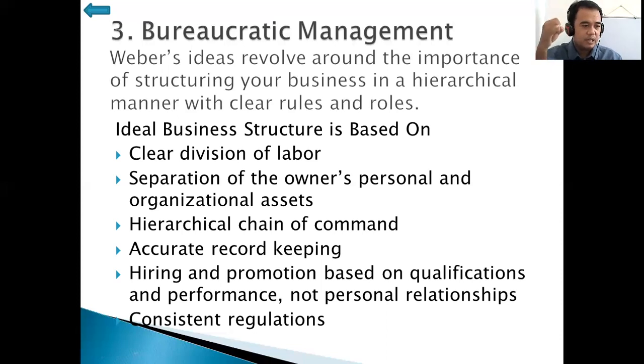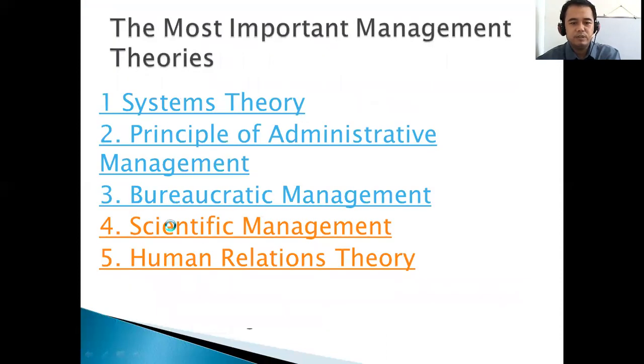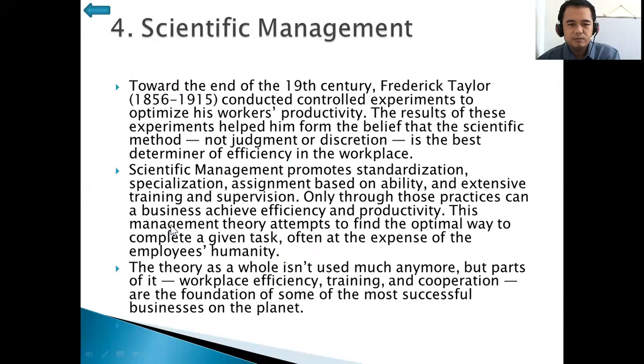So first, a while ago, systems theory. Second is administrative management, and bureaucratic management now. The fourth one is scientific management by Frederick Taylor. So scientific management conducted controlled experiments to optimize his workers' productivity. So through experiment, the scientific method will be used in order to solve problems.